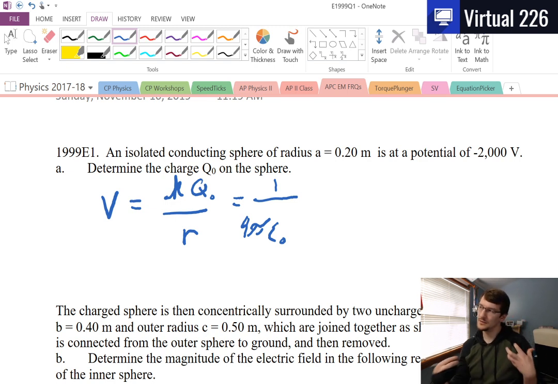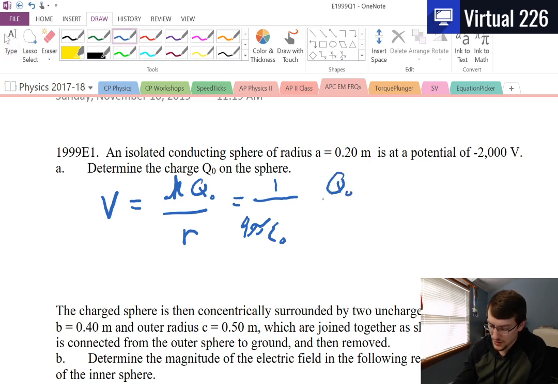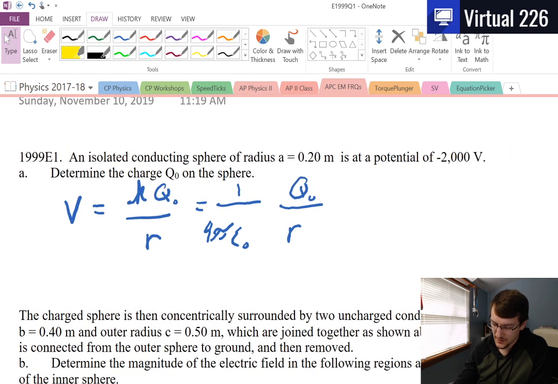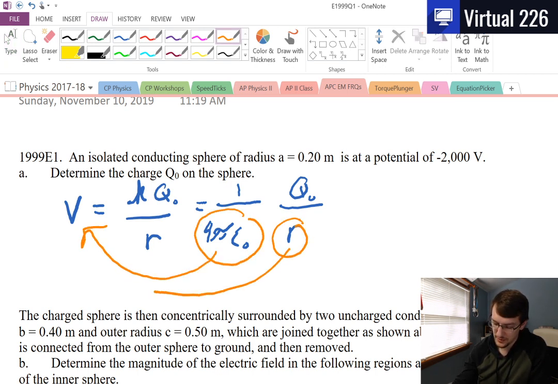It's a slightly easier way to write it for our AP Physics C stuff whenever you're doing some calculus, because the 4's and the pi's will get things to go away. So that's just K Q naught over R. And if we just start plugging in values here, bringing this 4 pi epsilon naught over to V and bringing the R over to V, we can say that V times 4 pi epsilon naught times R equals Q naught.